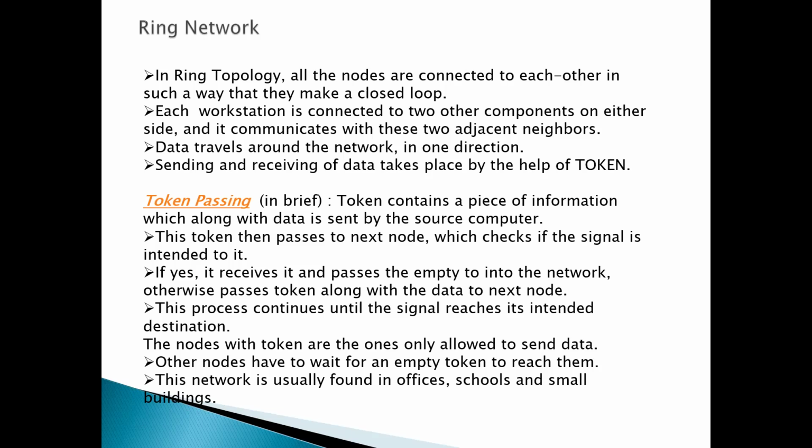But when one computer sends data, every computer receives the data. It checks whether the data is related to it or not. If the address does not match, then it ignores it and sends it to the next node. The node with the token is the only one allowed to send data. Other nodes have to wait for an empty token to reach them. So this network is usually found in offices, schools, and small buildings. But normally this kind of network does not use only star topology; you will find a mix in your surroundings. Okay, you can go through.